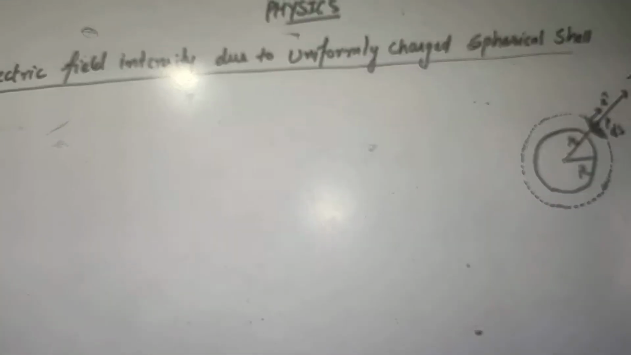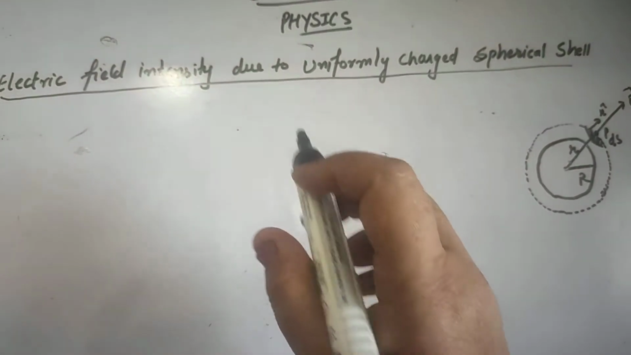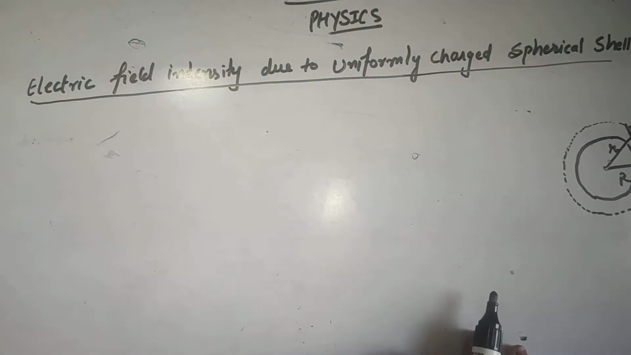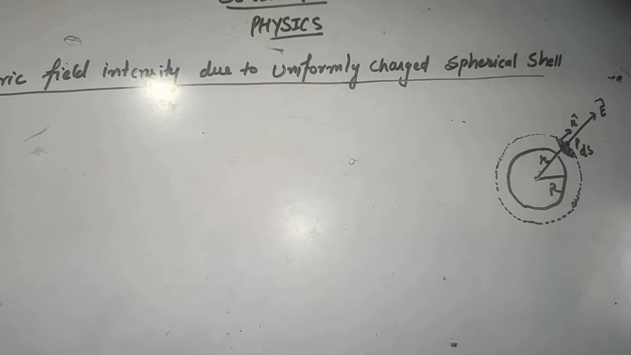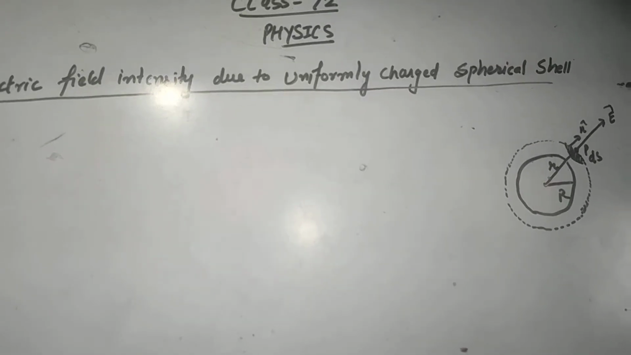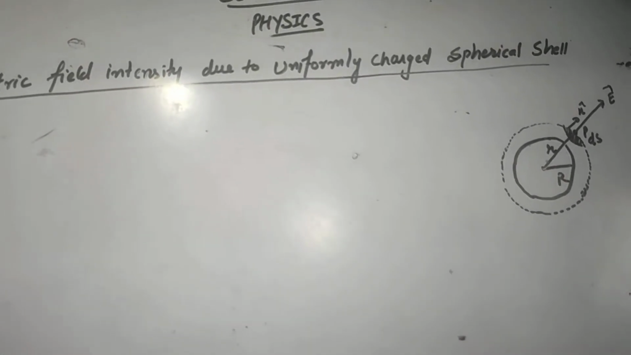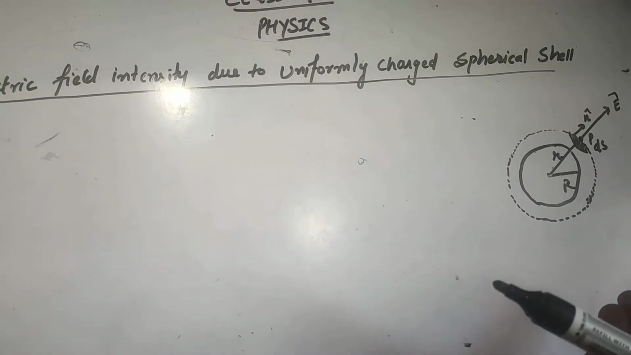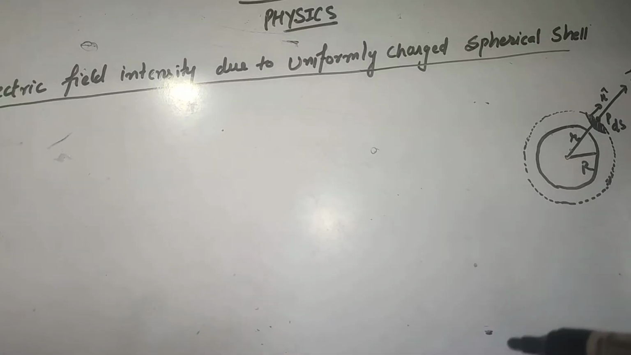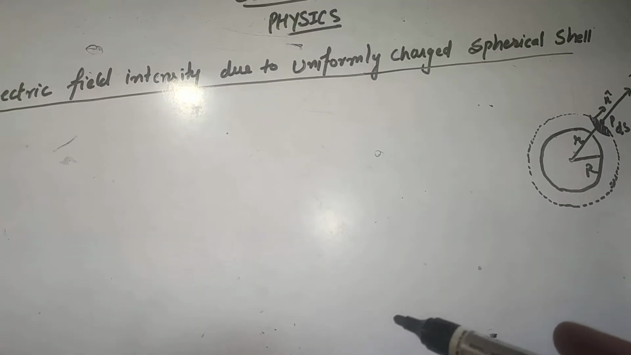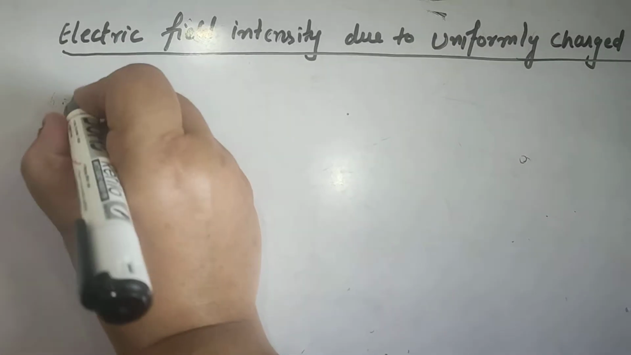This is another very important application of Gauss law from the point of view of exams, which is electric field intensity due to a uniformly charged spherical shell. In this we can find the field intensity at any point inside the shell, at the surface, and outside the shell. Now let us first discuss outside the shell.